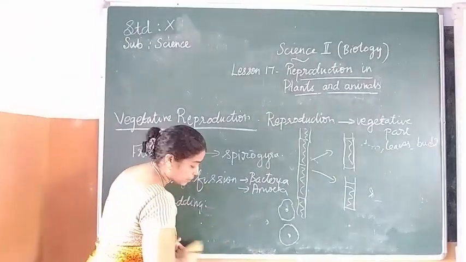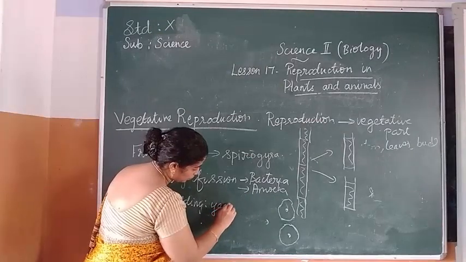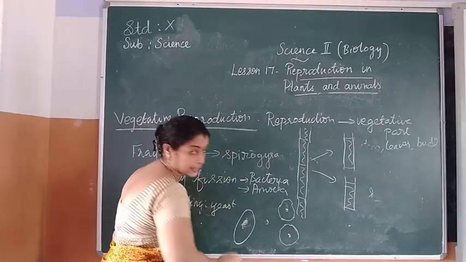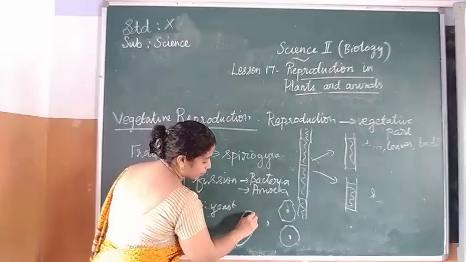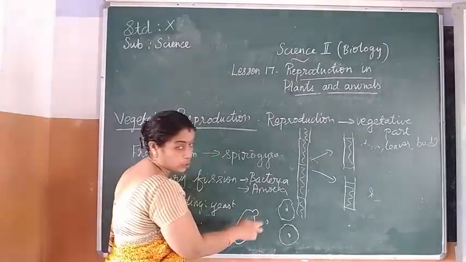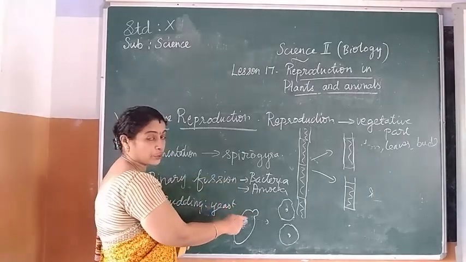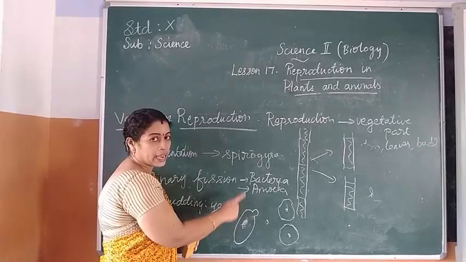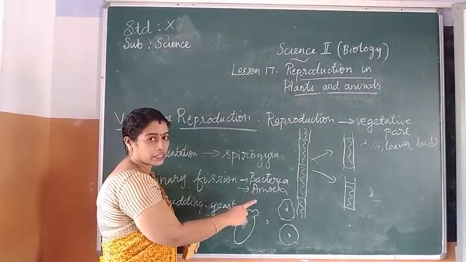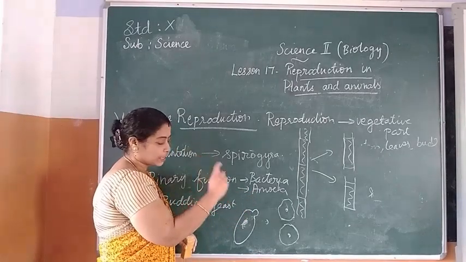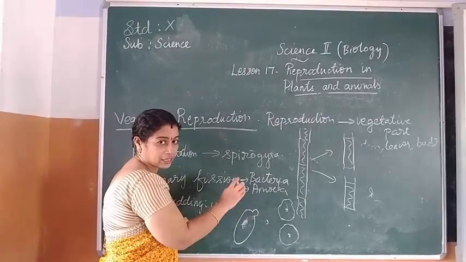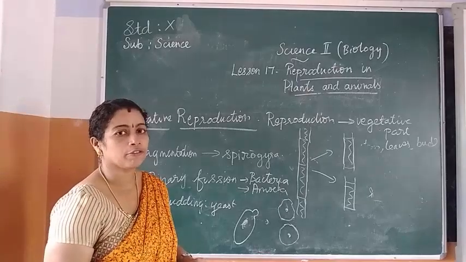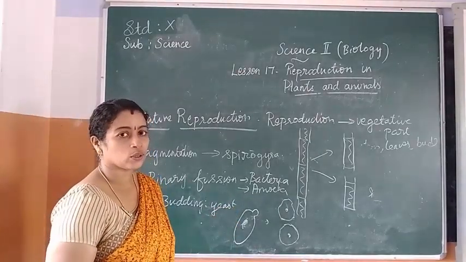So a budding example is this yeast cell. The bud will be produced at any portion of its body. A small outgrowth will be growing on the outer surface of the body, and it will grow and form a new individual. After the cell becomes mature, it will get separated from the parental body. So this is known as budding.